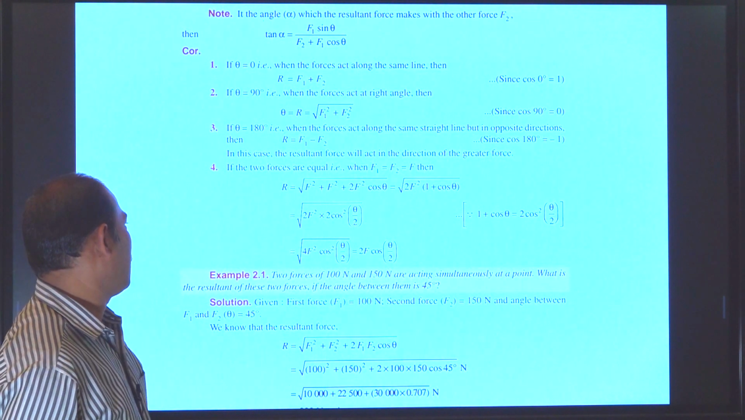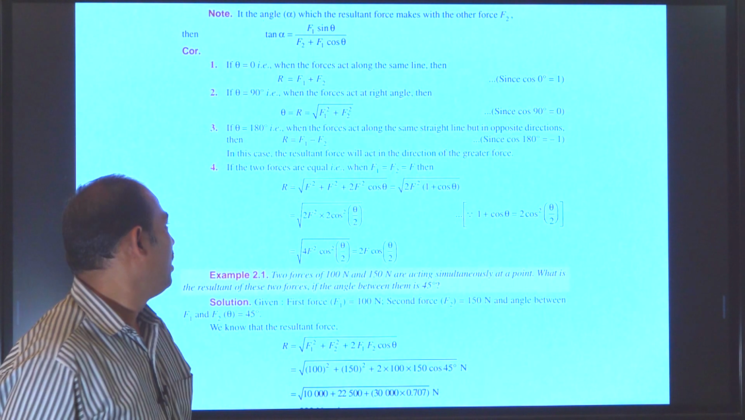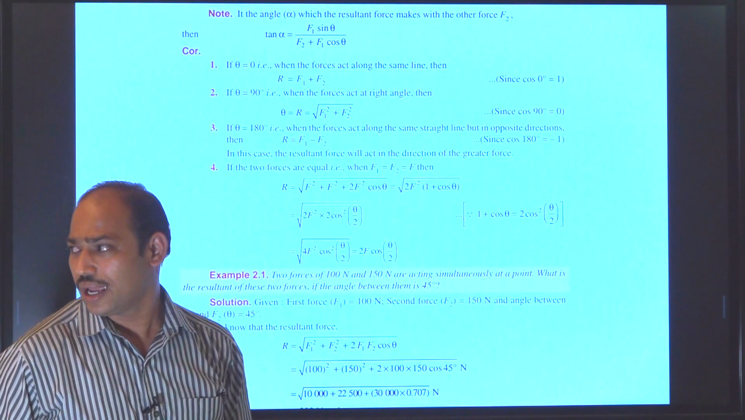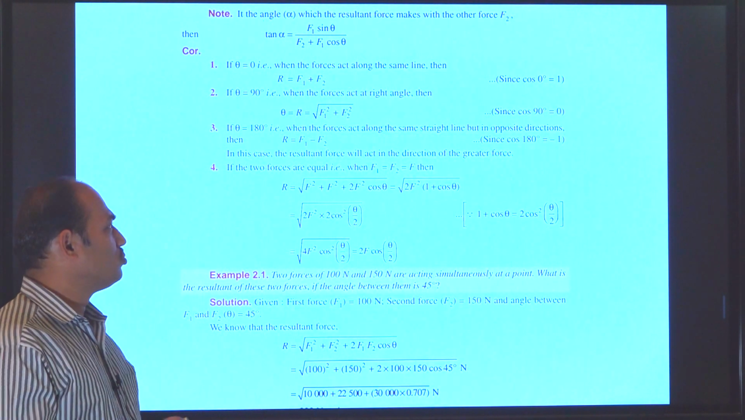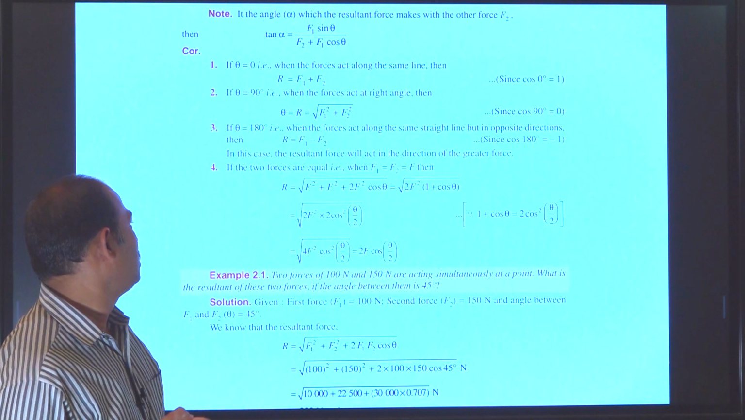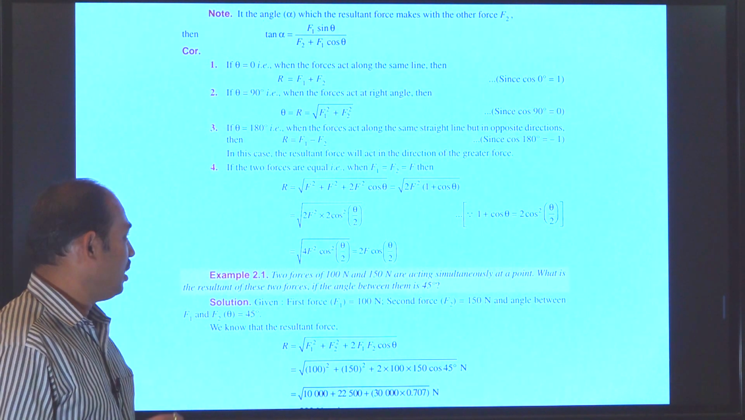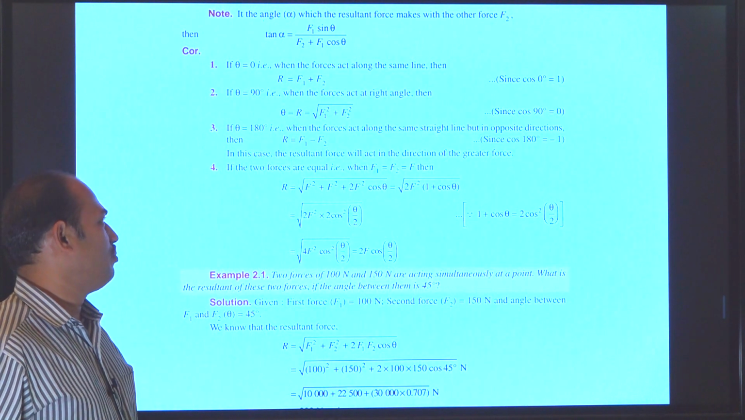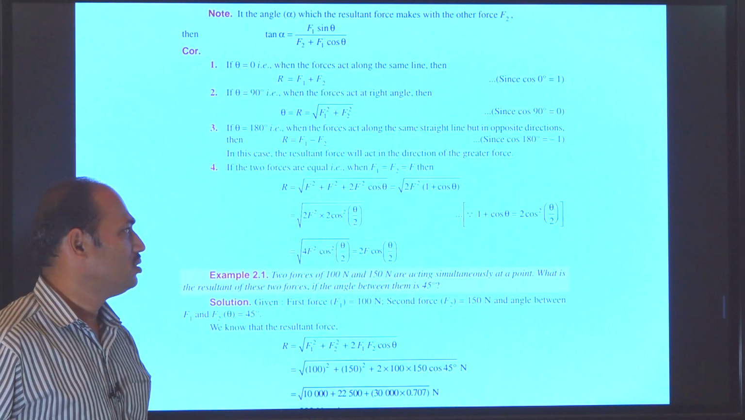Case number two, if theta is equal to 90 degrees, that is, when the forces act at right angles. Then the equation reduces to R equal to the square root of F1 square plus F2 square, since cos 90 degrees is equal to 0.